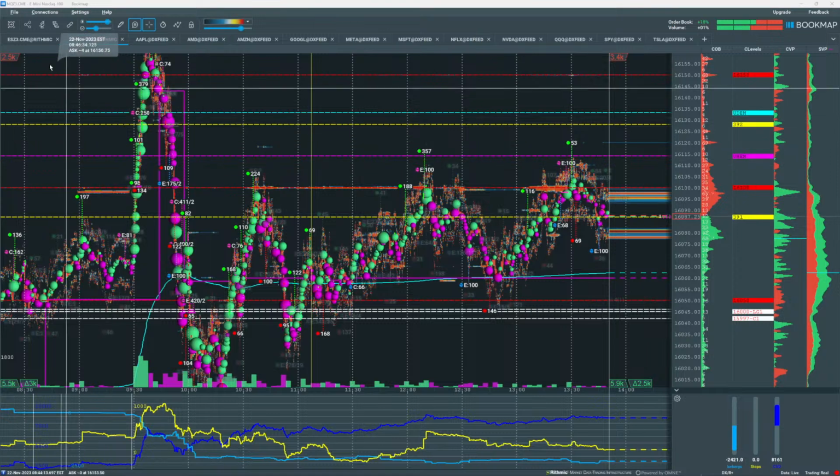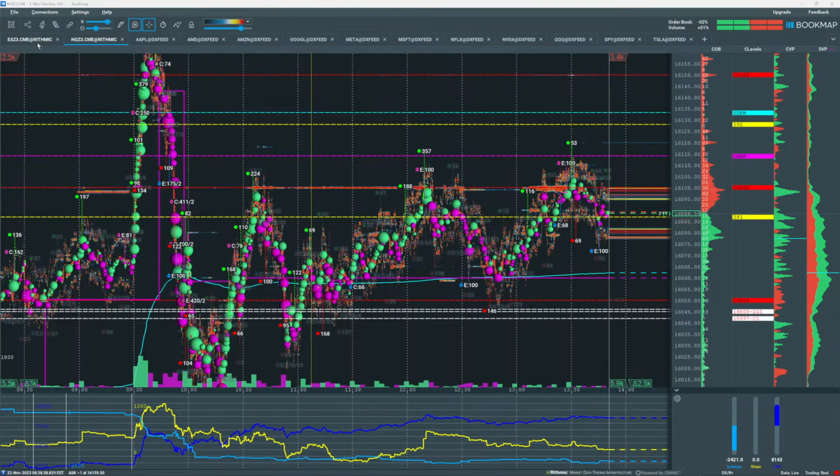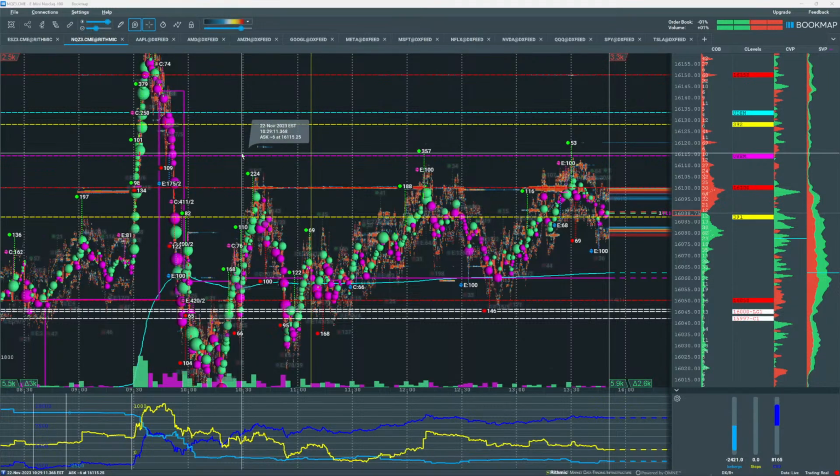So for example, for futures, I subscribe to Rithmic data, CME exchange only, for ES and NASDAQ. And then for stocks data, I subscribe to DXFeed. All right, so two separate subscriptions, or actually three in my case: Bookmap, futures data, and stocks data.